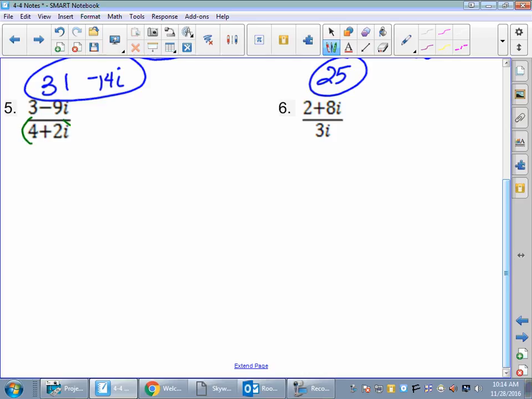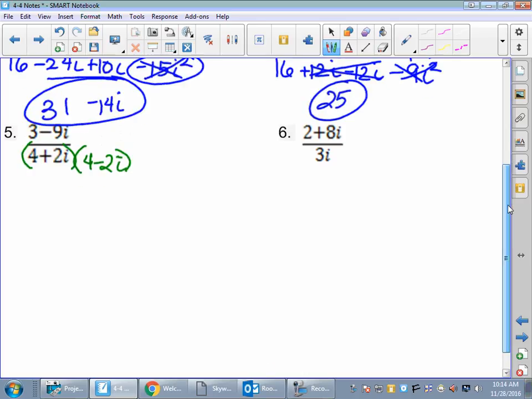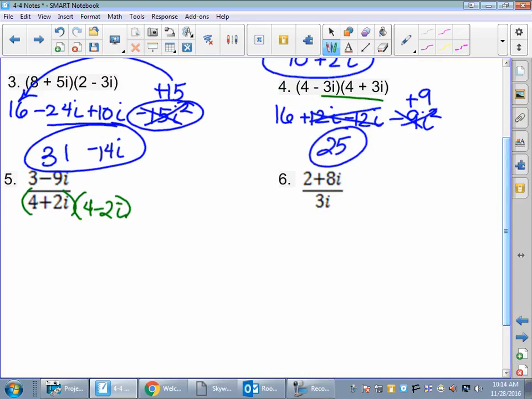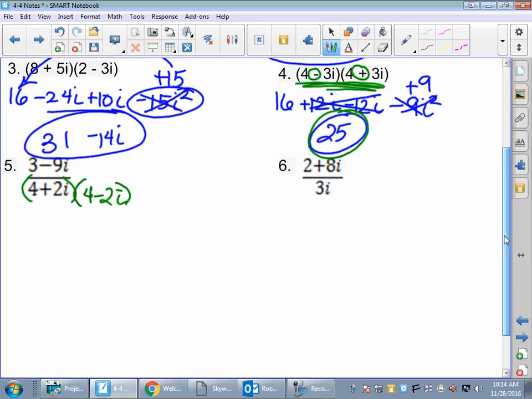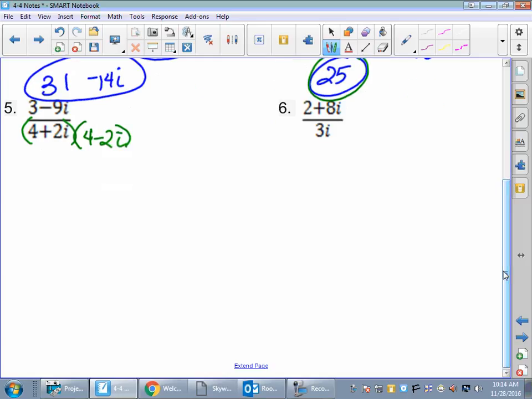So the easiest way to do that, I'm going to throw out a term called conjugates, which is the opposite middle number. So I'm going to multiply by 4 minus 2i. These two right here are conjugates. They have an opposite middle number. And if you notice, when I did that multiplication, the imaginary part went away. Well, that's what I need to happen here. So I'm going to multiply the bottom by the conjugate, 4 minus 2i.